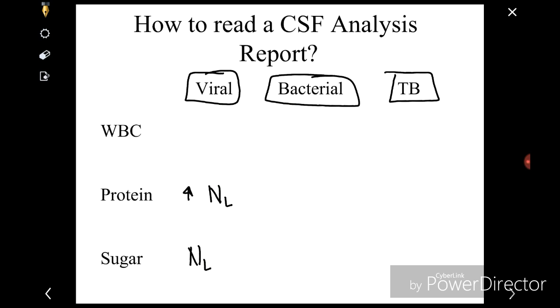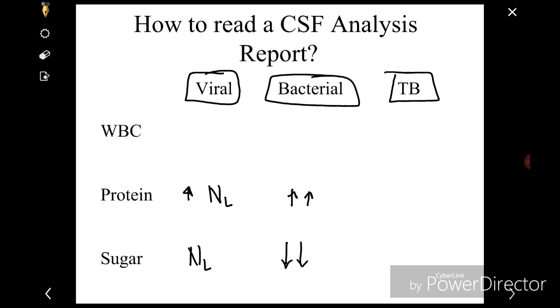The bacteria, how did we see them? The bacteria are a little bit bigger proteins, so we are going to see an increase of protein when they are added to the CSF. And the bacteria like to eat sugar. Not as much as TB, but they like to eat sugar. So our existing sugar level will go down, right?